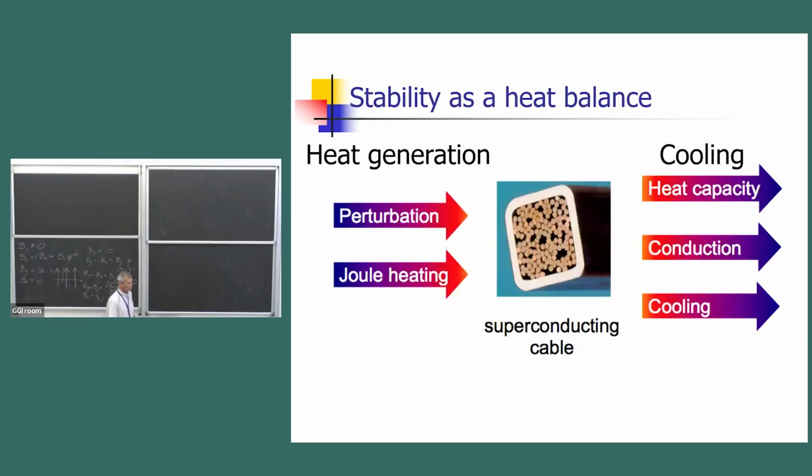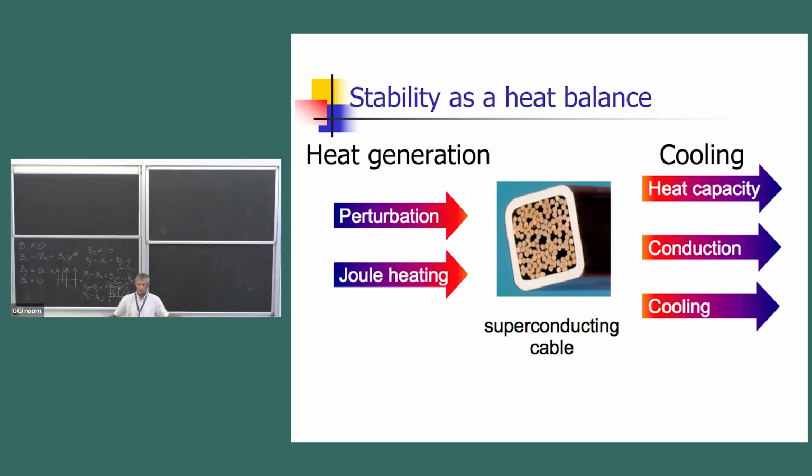Okay, so how do we know whether a magnet is stable then? Well, we need to make an energy balance between what gets in, the perturbation, and if it goes normal, the Joule heating. Okay, these are the sources of heat into the superconductor. At the same time, we have a heat reserve, that's the heat capacity, and we have cooling.